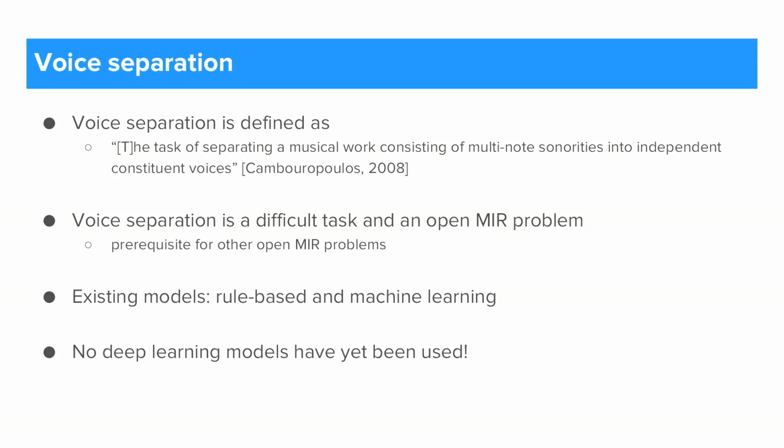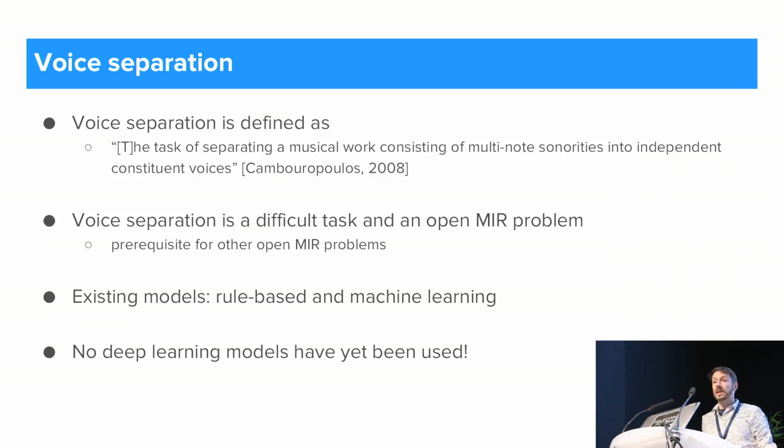In the domain of symbolic music representation, voice separation is defined as the task of separating a musical work into independent constituent voices. Voice separation, especially in polyphonic music with more than three voices, is a difficult task, even for professional musicians, and it's an open MIR problem. It is, however, a very important task, as it is a necessary step for several other open MIR problems, such as automatic transcription or pattern recognition. Existing models for voice separation can be divided into a variety of rule-based and machine learning models, but as of now, no deep learning models have been used for the task.